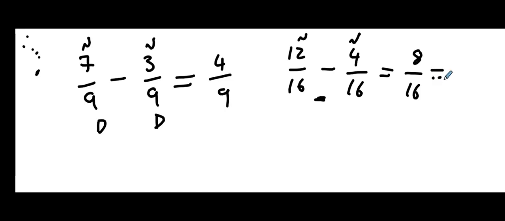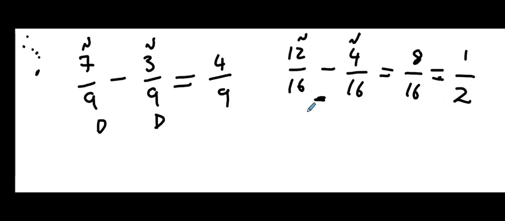Then we want to see if we can simplify, so we look and see is there a common factor for 8 and 16, and there is. We know that 8 is a common factor of both 8 and 16, so let's divide 8 by 8, and that gives us 1, and let's divide 16 by 8, and that gives us 2.